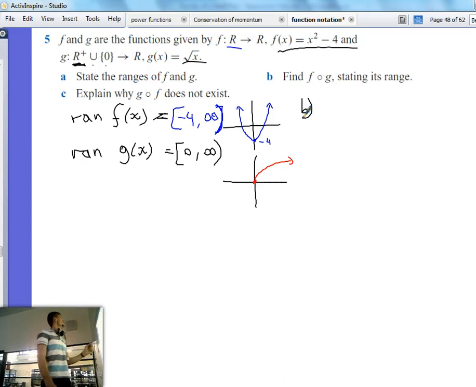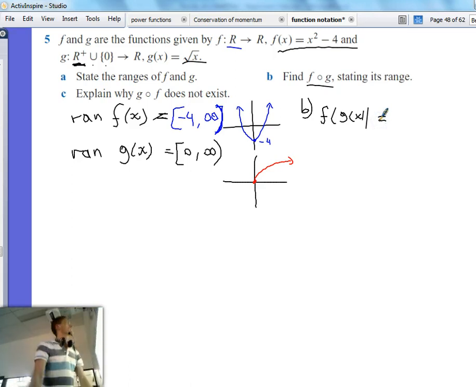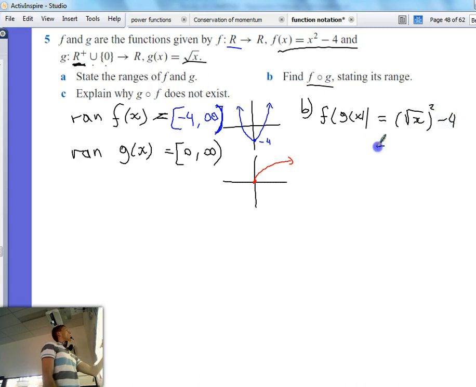Okay, so let's now find part B, find f of g. In finding our composite function, first thing we can do is perform this substitution, f of g of x. f is x squared, so if we substitute g of x into our rule, square root of x squared minus 4 gives us x minus 4.